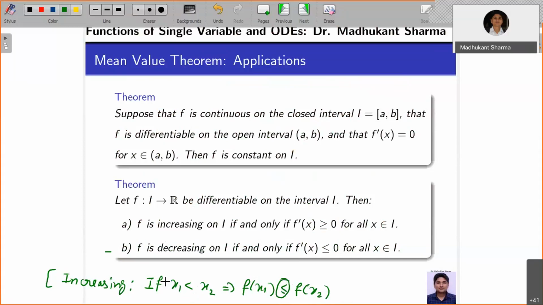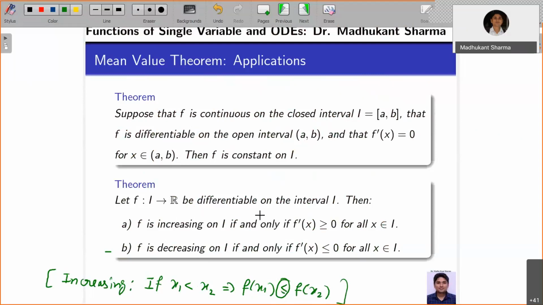Similarly, if x1 less than x2 implies f of x1 greater than or equal to f of x2, that is, the inequality is reversed, less than or equal to becomes greater than or equal to, in that case we say that f is a decreasing function, and if the equality sign is not there, we say strictly decreasing function. Okay, right.